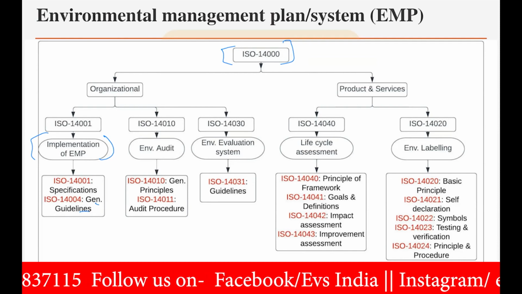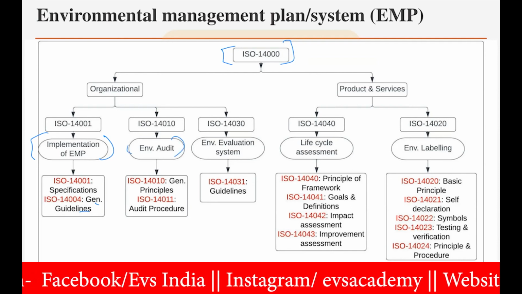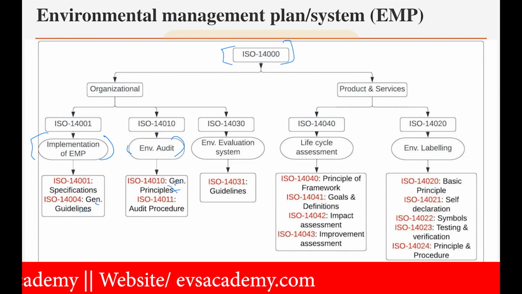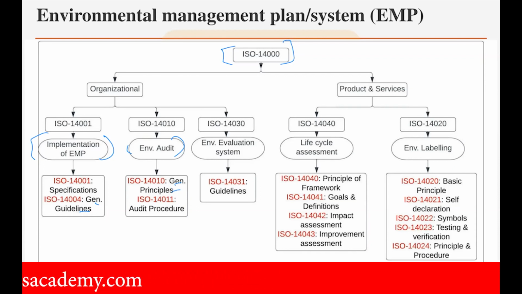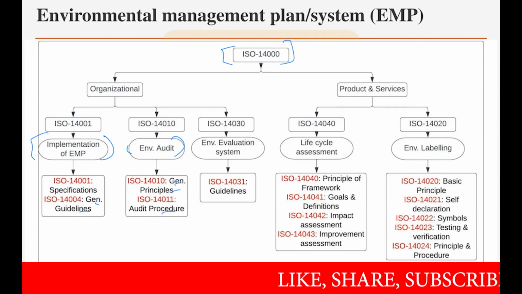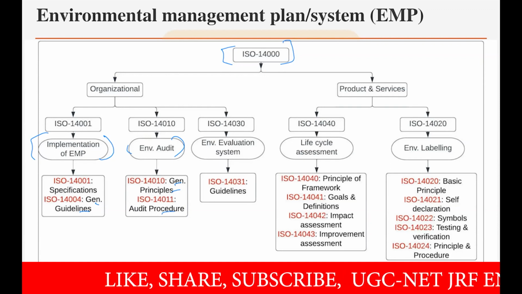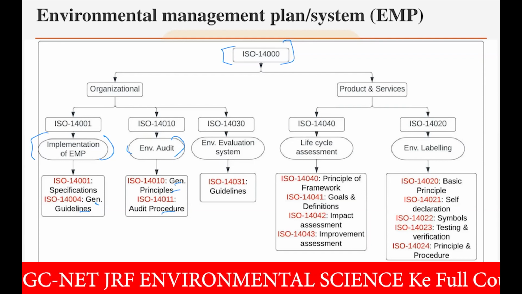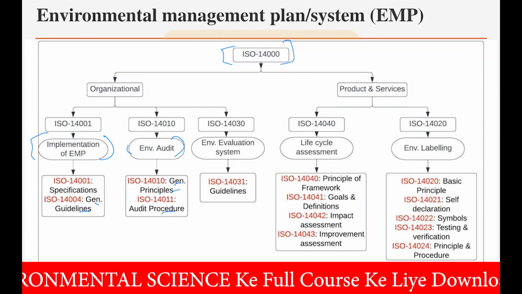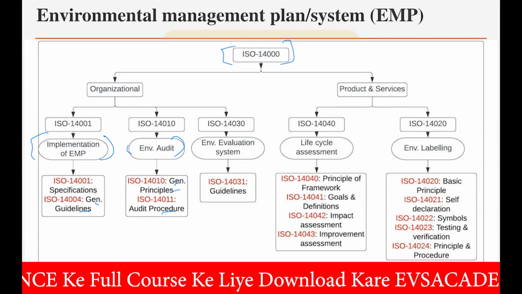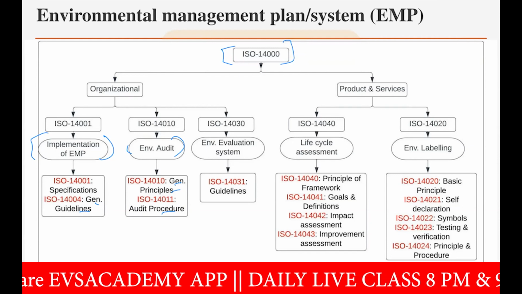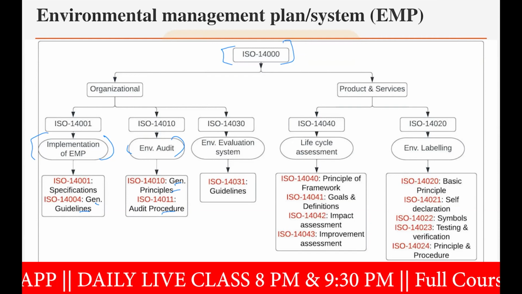Then this 10 category is for the environmental audit. Under this, again two categories: ISO 14010, which has the general principles, and ISO 14011, which has the details of the audit procedure, how to perform the audit. What is an audit? Audit means checking whether everything is going right or not. Generally once a year, audits take place in government institutions or organizations, where they analyze whether everything is being done right. So audit principles are in 14010, and the audit procedure, how to perform the audit, is under 14011.